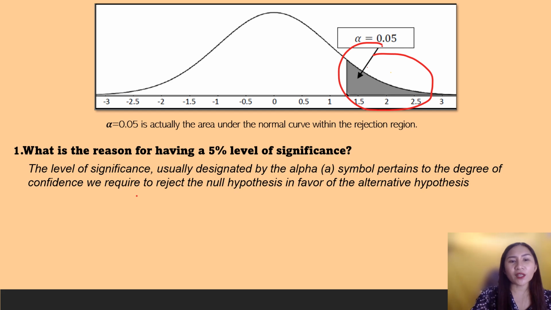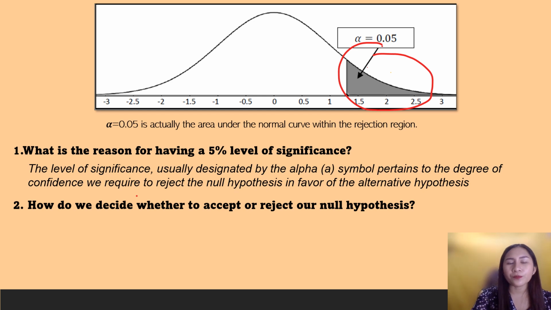The level of significance, usually designated by alpha, this symbol, pertains to the degree of confidence we require to reject the null hypothesis in favor of the alternative hypothesis. Congratulations, Martin, for giving me a very comprehensive response. I know that you have really had your readings last night regarding our discussion for today. It is, again, the highest probability of committing a type 1 error.